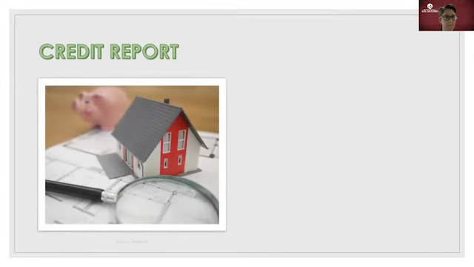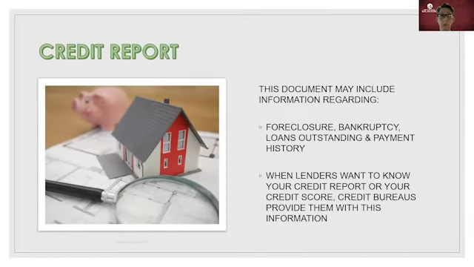Okay, here's your credit report. Documents can include information regarding foreclosures, bankruptcies, loans outstanding, payment history. It's going to include everything that you did with other banks, if you opened any credit card, if your parents took out any credit cards in your name, anything that was done in your name that hasn't been removed because of fraud or something like that, anything that was done in your name will be on your credit report. When lenders want to know what your credit report or your credit score is, the credit bureaus will provide them with this information.